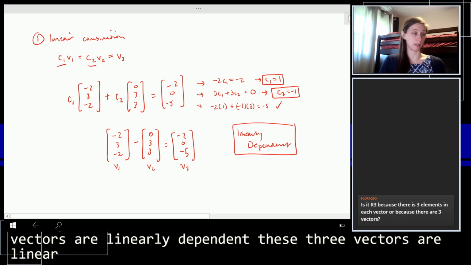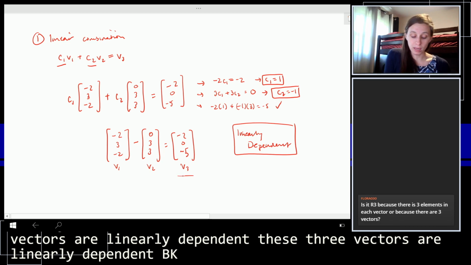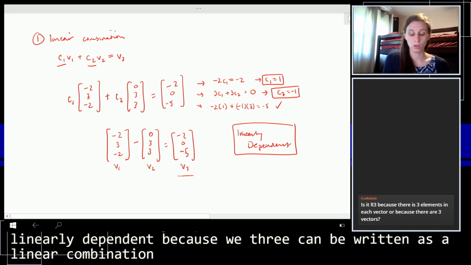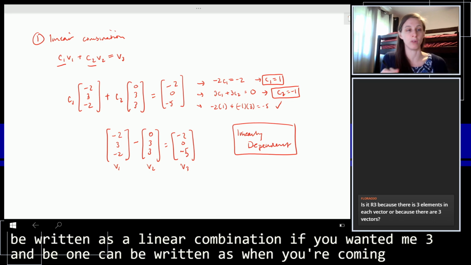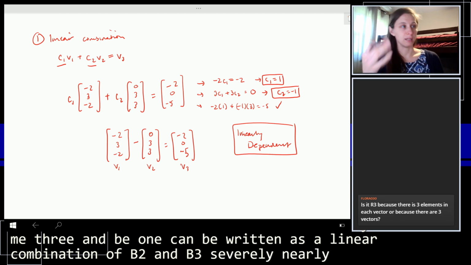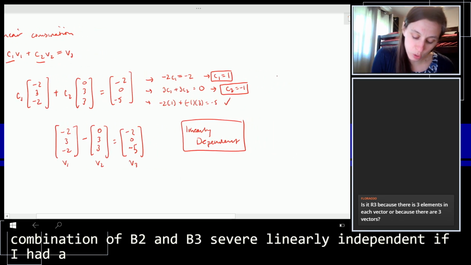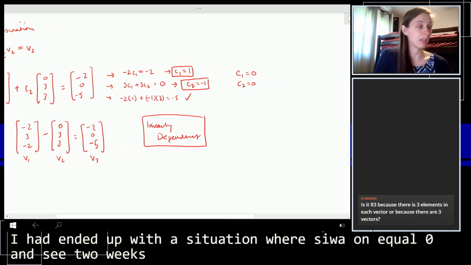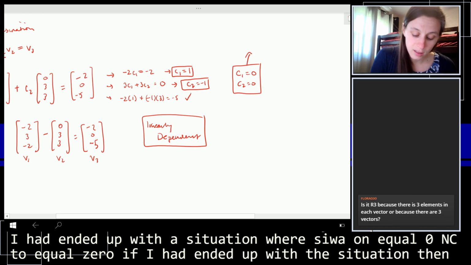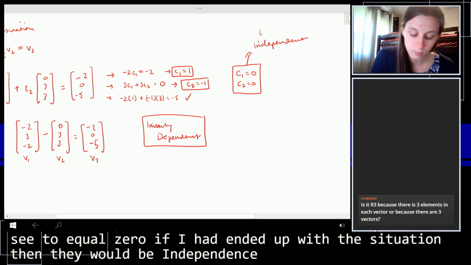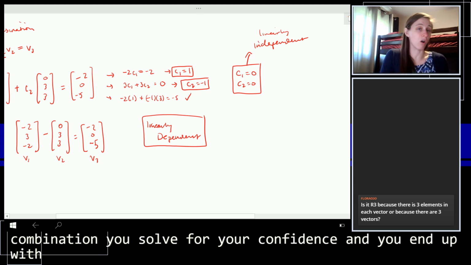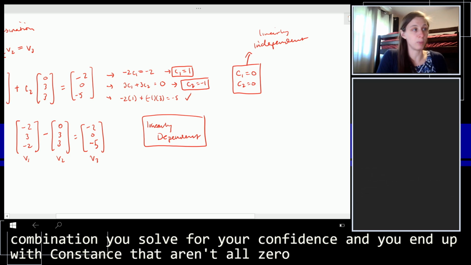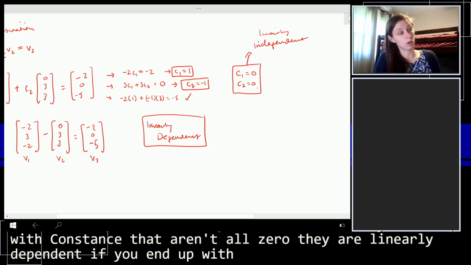These three vectors are linearly dependent because V3 can be written as a linear combination of V1 and V2. And it turns out V2 could be written as a linear combination of V1 and V3, and V1 can be written as a linear combination of V2 and V3. So they are linearly dependent. If I had ended up with a situation where C1 equals 0 and C2 equals 0, then they would be independent. So if you set up your vectors as a linear combination, you solve for your constants, and you end up with constants that aren't all 0, they are linearly dependent. If you end up with constants that are all 0, they are linearly independent.